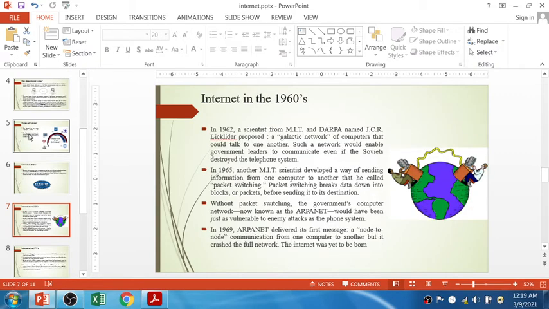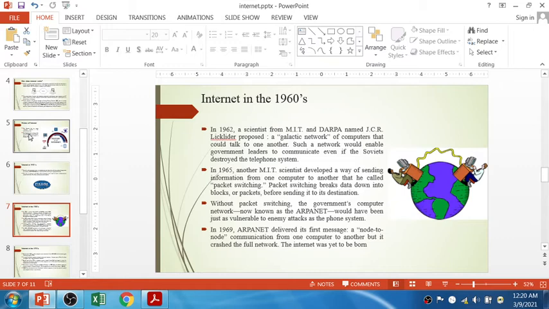Let's see the internet in the 1960s. In 1962, a scientist from MIT and DARPA named J.C.R. Licklider proposed a galactic network of computers that could talk to one another. Such a network would enable a government leader to communicate even if the Soviets destroyed the telephone system.